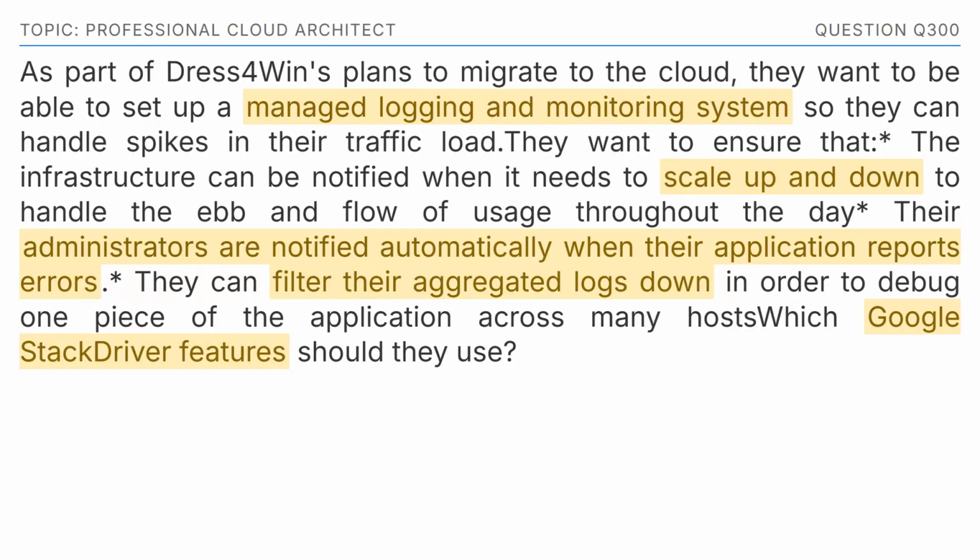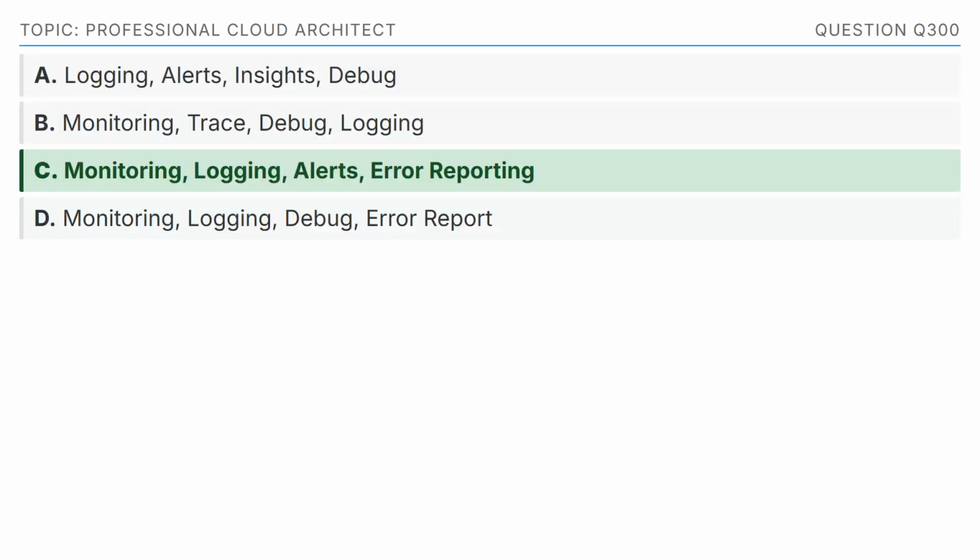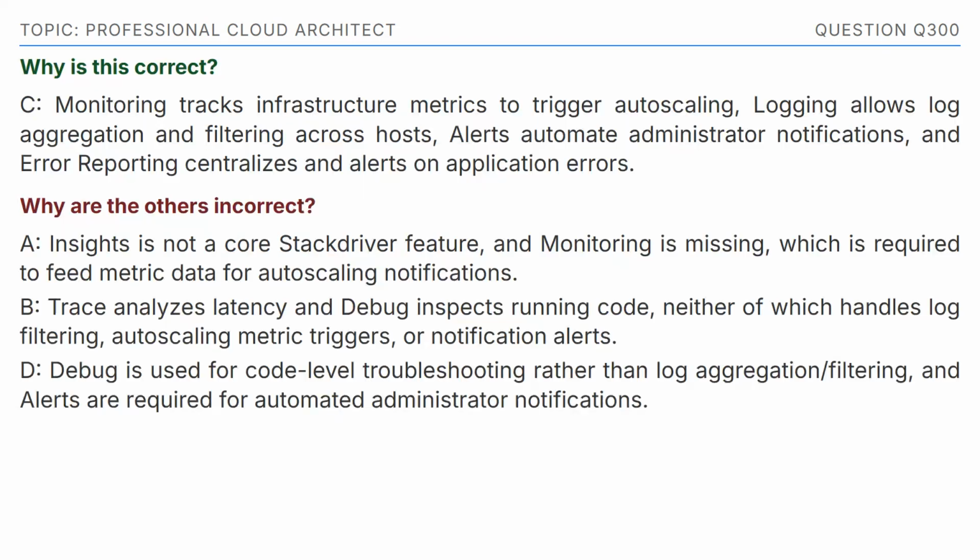To arrive at the correct answer, we focus on the keywords: managed logging and monitoring system, scale up and down, administrators are notified automatically when their application reports errors, filter their aggregated logs down, Google Stackdriver features. The correct answer is option C, Monitoring, Logging, Alerts, Error Reporting. Why is this correct? C. Monitoring tracks infrastructure metrics to trigger autoscaling, Logging allows log aggregation and filtering across hosts, Alerts automate administrator notifications, and Error Reporting centralizes and alerts on application errors.